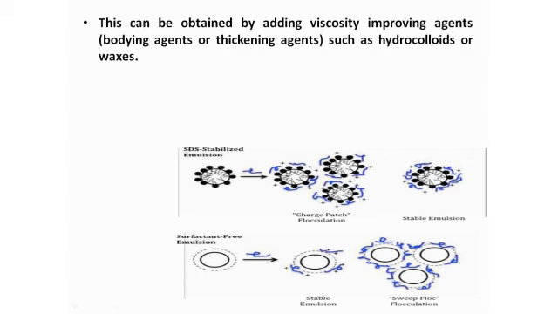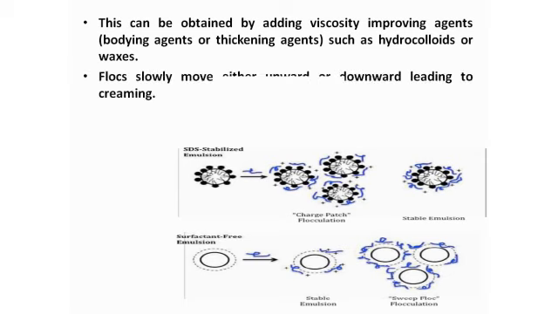The next thing is the viscosity. How are you going to attain that viscosity? This viscosity can be attained by adding a viscosity improving agent, like a viscosity modifying agent. This includes the bonding agent or the thickening agent, such as hydrocolloids and waxes.